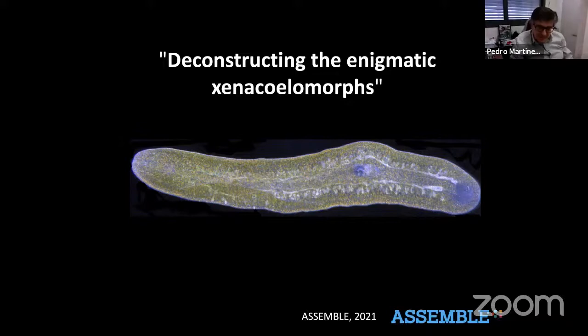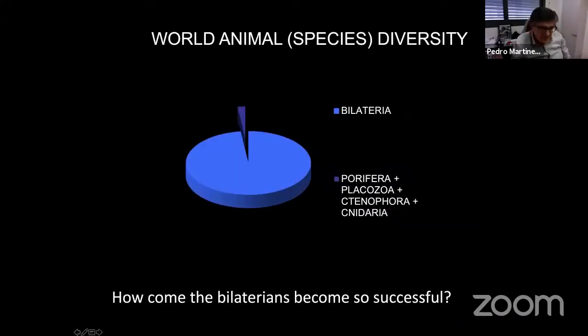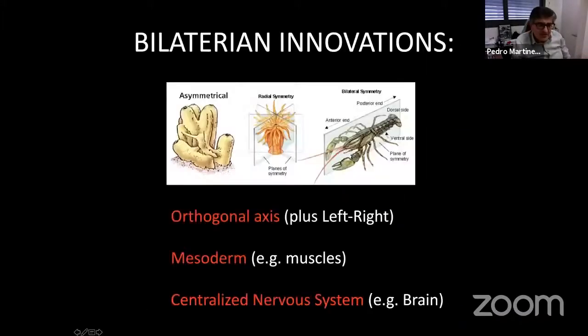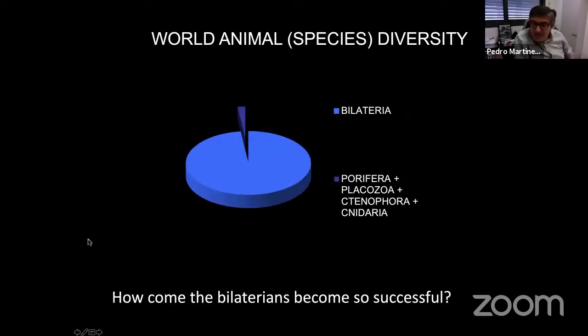So let me tell you exactly why we are interested in the origin of bilaterian animals, and this is for a rather simple reason. You will see it here. Let me see. It doesn't move to the next slide. Okay, something missing. Okay, so this graphic encapsulates a little bit the interest of the question we are posing, which is how the bilaterian animals became so successful.